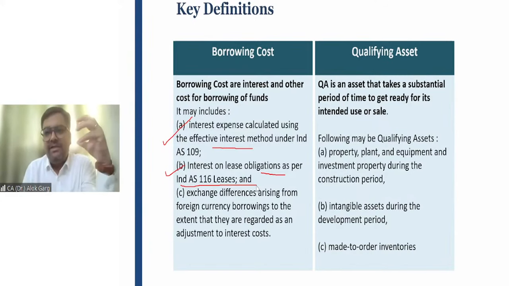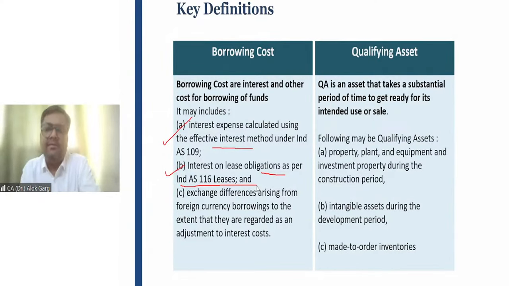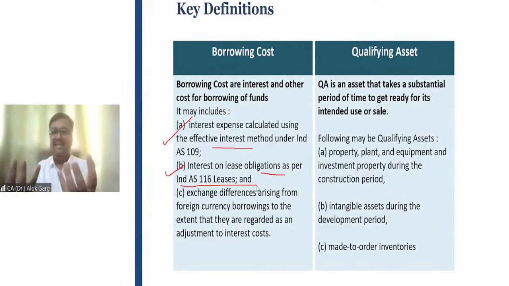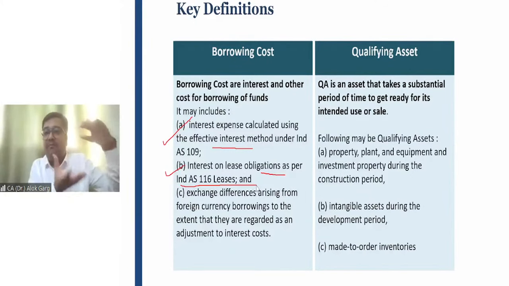So in Ind AS 116, for all the leases, you have to create an asset and a liability, and you have to charge interest on those lease liabilities. In my example, the company is constructing a factory and has taken some assets on a lease basis. So of course the company will create an asset and a lease liability on these leasehold equipments. Whatever interest the company is recognizing on the lease liability is going to be capitalized as a part of the cost of the factory.